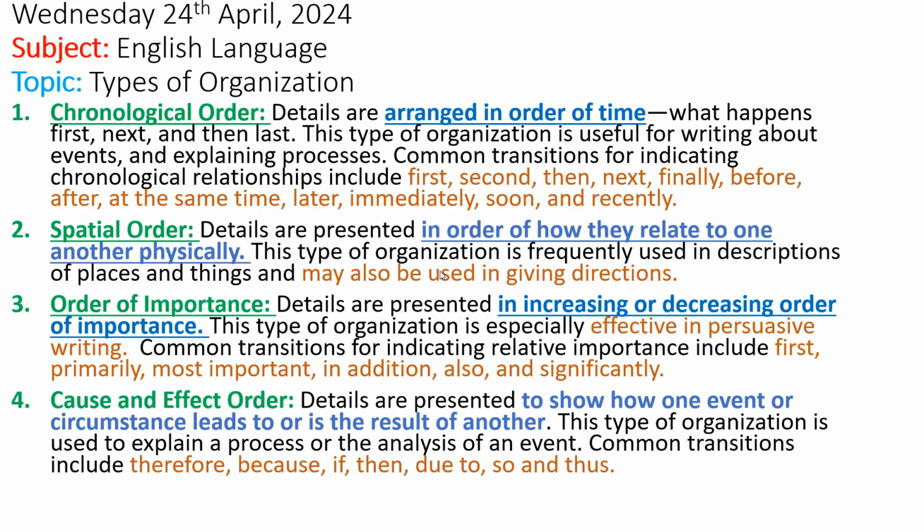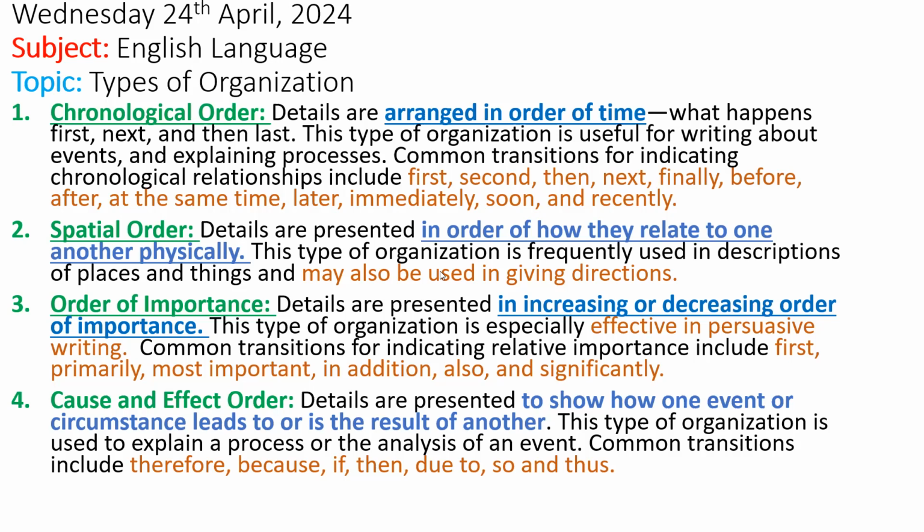Number 4, cause and effect. The details are presented to show how one event or circumstance leads to or is the result of another. This type of organization is used to explain the purpose or analysis of an event. Common transitions include therefore, because, if, then, due to, so, and thus. Good.